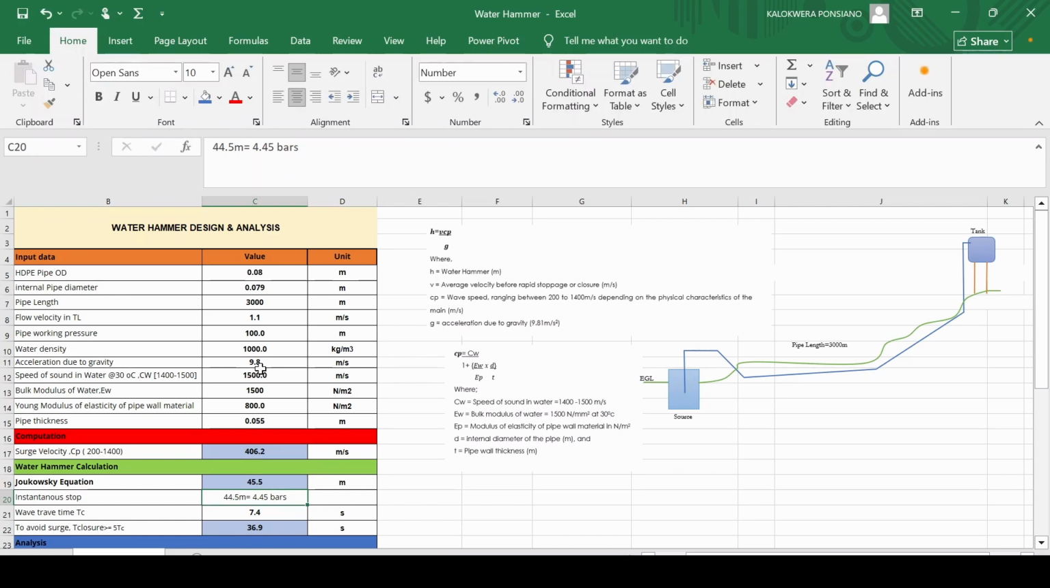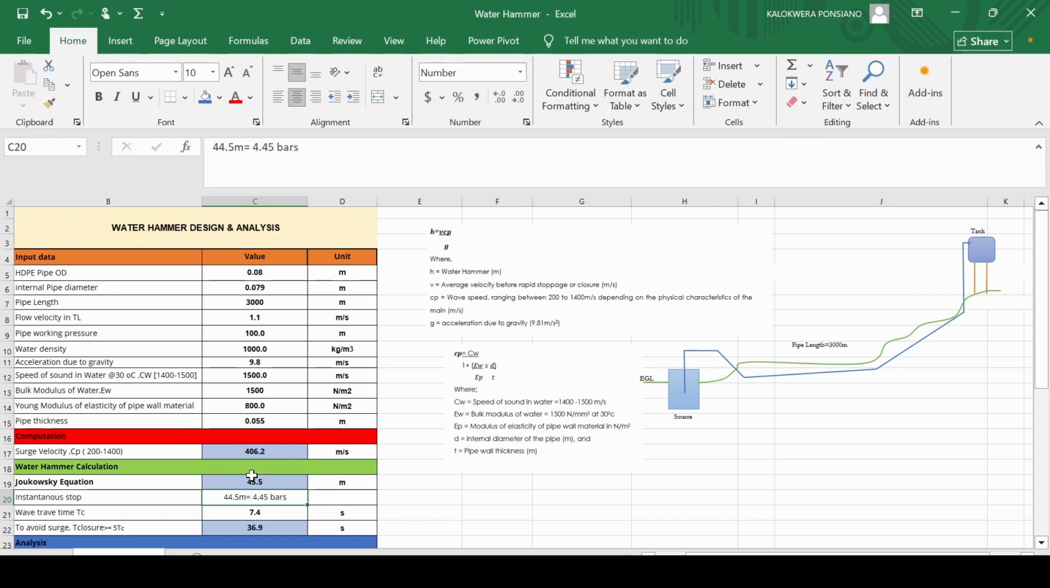So any sudden closure or instantaneous stop in the system is going to cause a drop or a surge of 44.5 meters, which if we change into bars is 4.45 bars, since 1 bar equals 10 meters. Now another important component to look at in the system is the wave travel time.